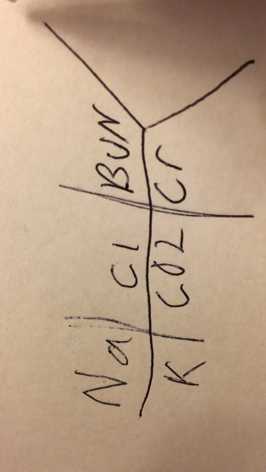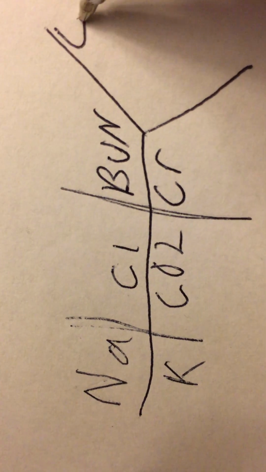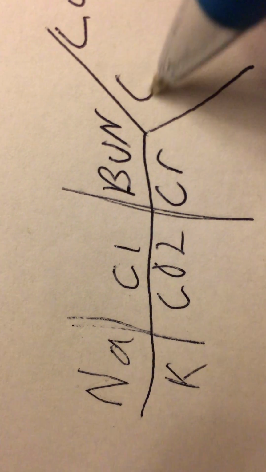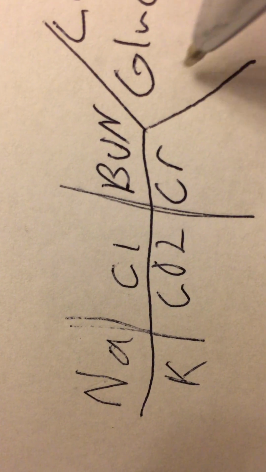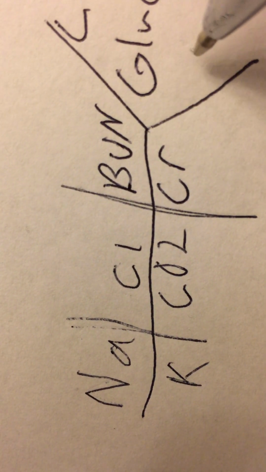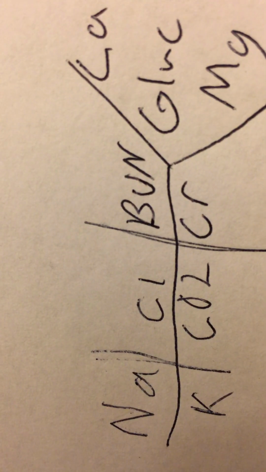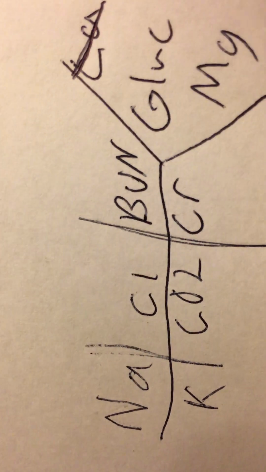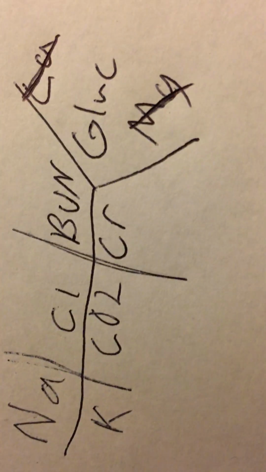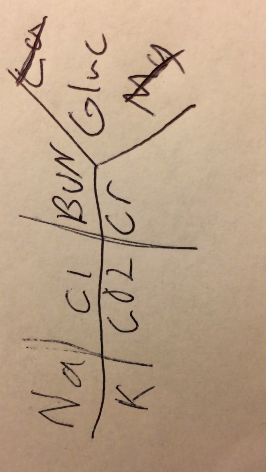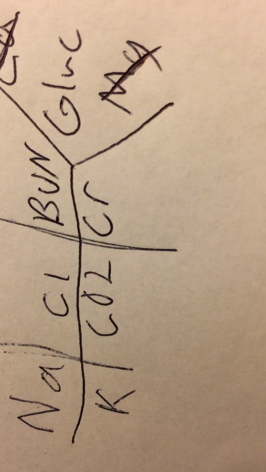Then we go over here, you'll see your calcium, your glucose, and your magnesium. Now, this is the setup of a Chem 7. You might just see a Chem 9, which would be just like that. So, sorry guys. Having some view issues here. So that's the layout of these values.